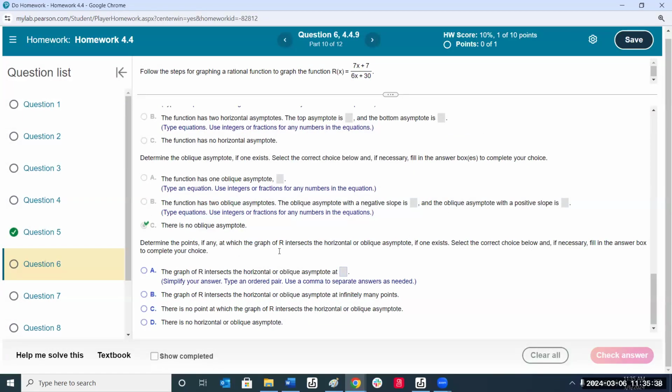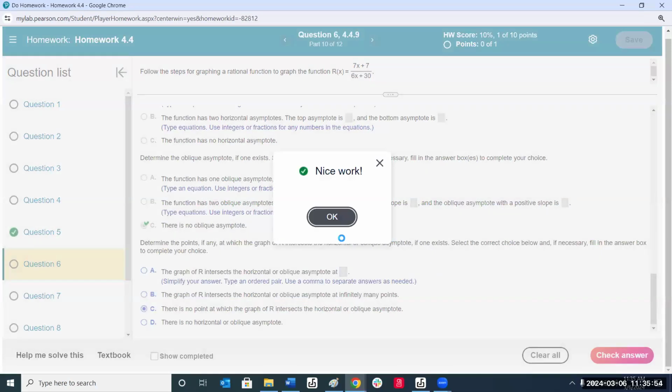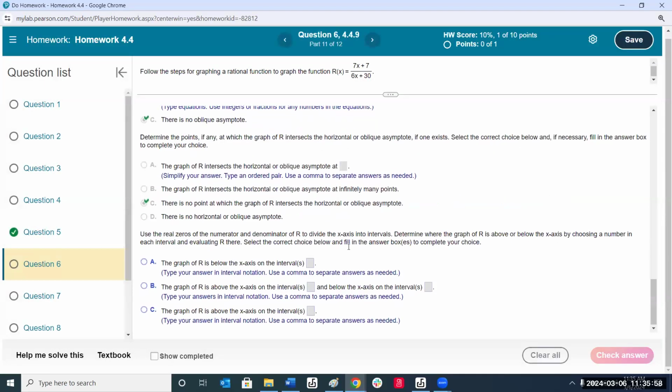Determine the points in which the graph of R intersects the horizontal asymptote. There is no point in which it intersects, because it simply approaches it but never touches.